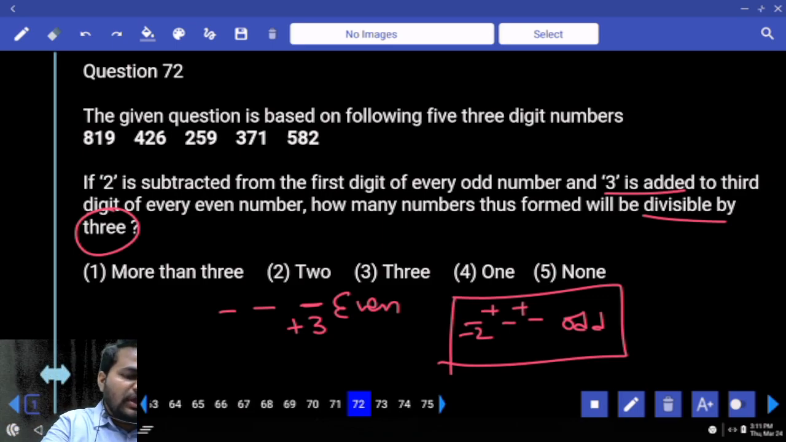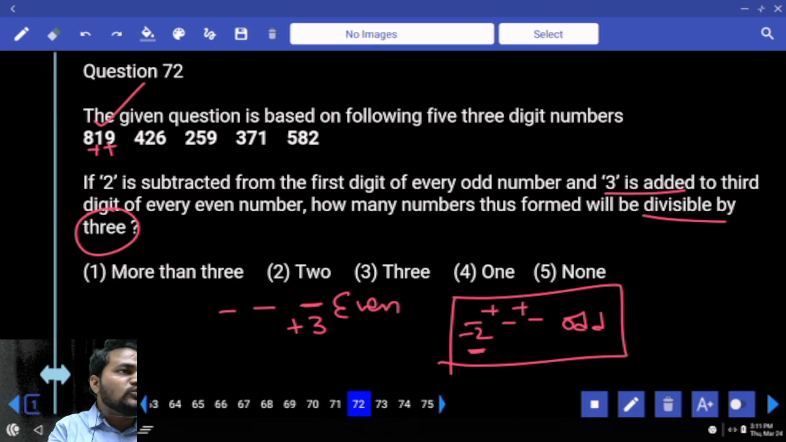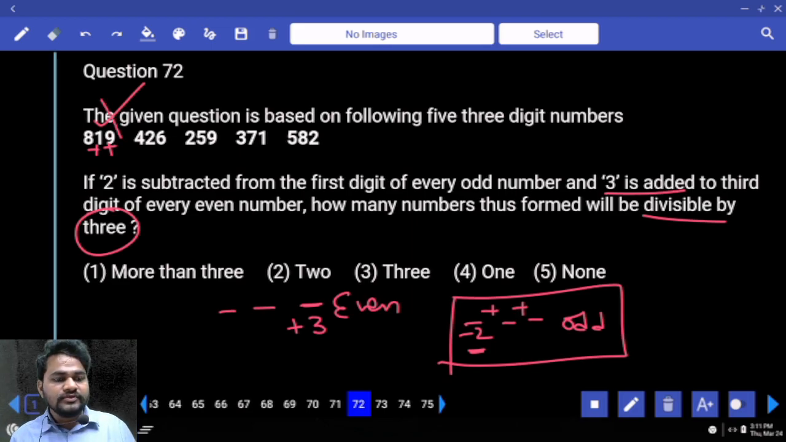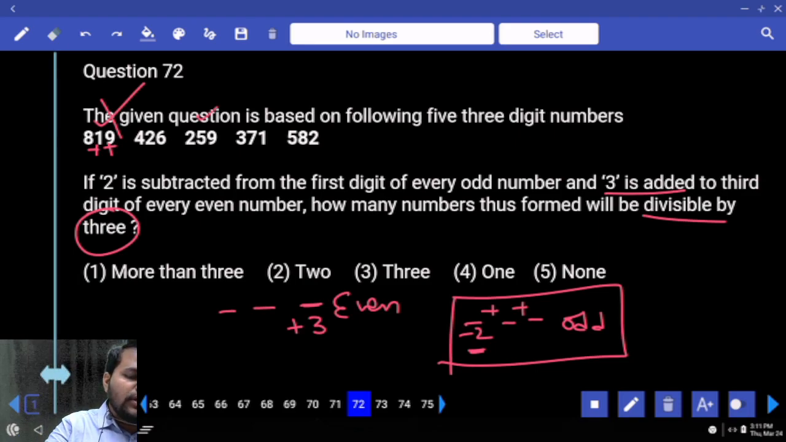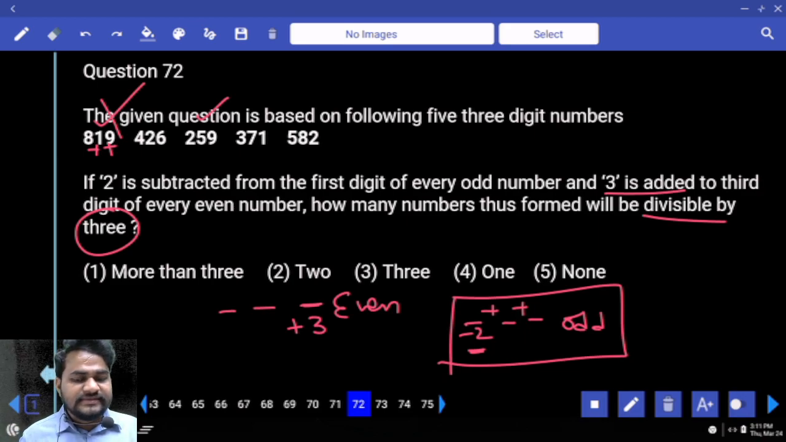Odd number 819 is an odd number. 8 plus 1 is 9, 9 plus 9 is 18, but we need to subtract 2. 18 minus 2 is 16, but 16 is not divisible by 3. Next odd number is 259. 2 plus 5 is 7, plus 9 is 16, minus 2 is 14, which is not divisible by 3.